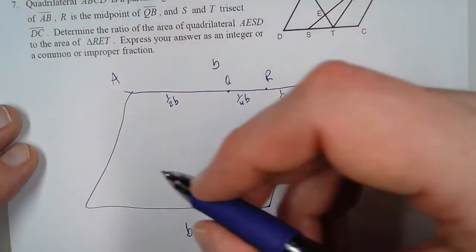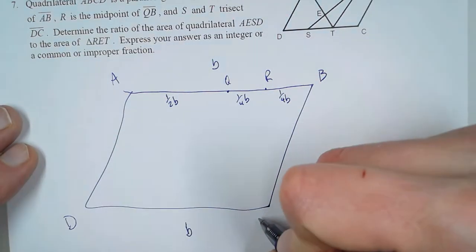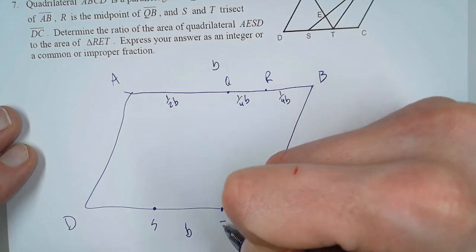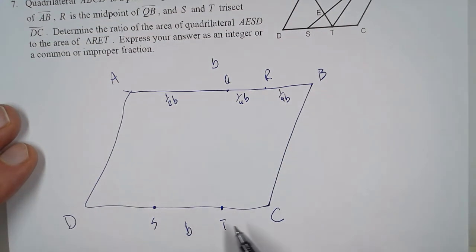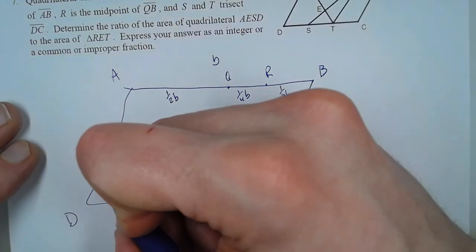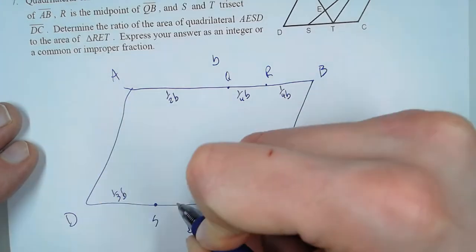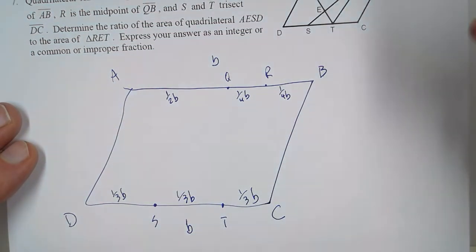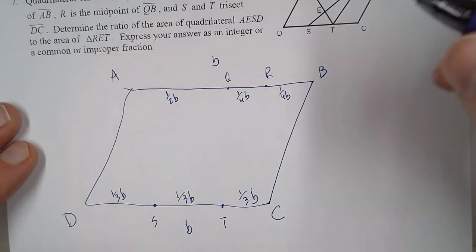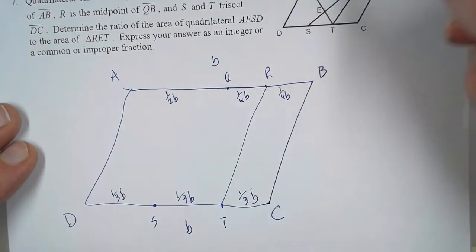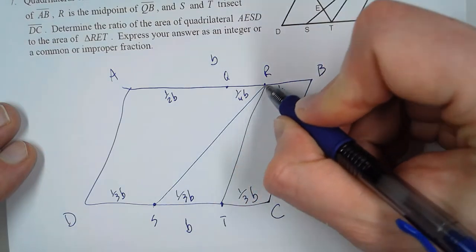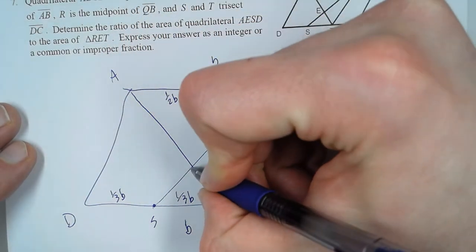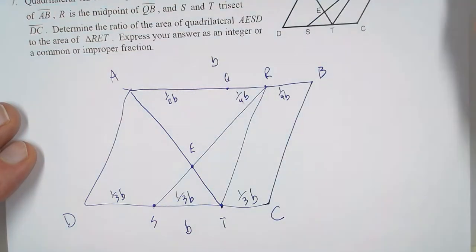Down at the bottom, we have D here, we have C, we have S, and we have T. Now this is trisected, so that means each of these is 1/3 the base. Okay, so we have R right there with S, and we have point E.